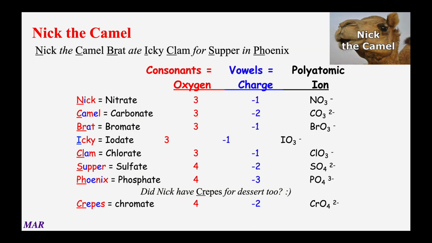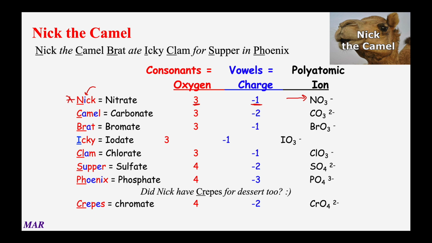So for example, Nic, the first one there, Nic is a reference to nitrate. In Nic, you can see the red letters. There are 3 consonants. And just as a quick reminder, vowels are A, E, I, O, U, and consonants are basically everything else. So there's 3 red letters, 3 consonants. That means 3 oxygens. And because there's 1 vowel, that means there's a -1 charge. So from Nic, you can kind of deduce that nitrate is NO3 minus. And you can see all these other ones in here too.